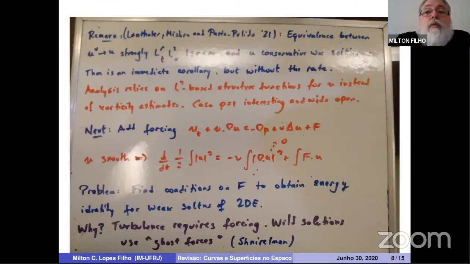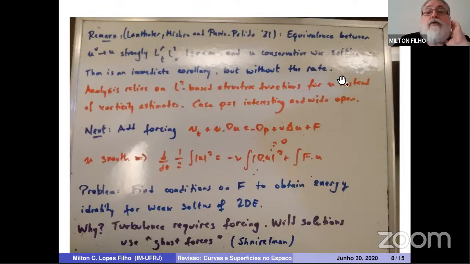So what else can be said? First observation is that this result has been improved by Lanthaler, Mishra, and Parés-Pulido, a preprint from this year, that shows that there is an equivalence between u nu converging to u strongly in L2 in time and space, and conservation of energy for weak solutions.